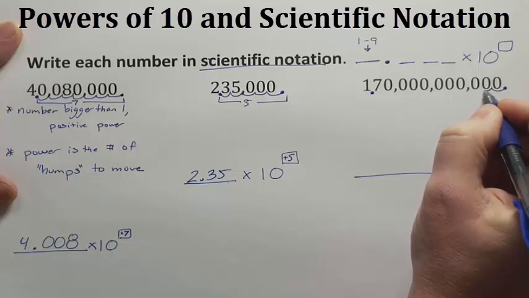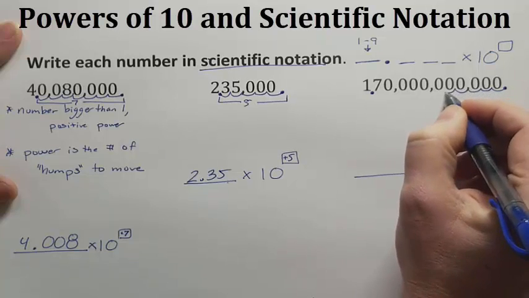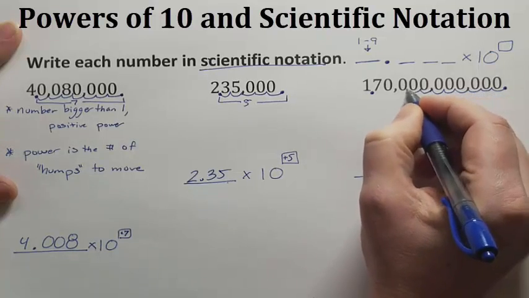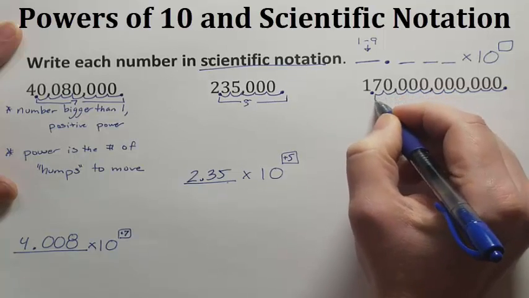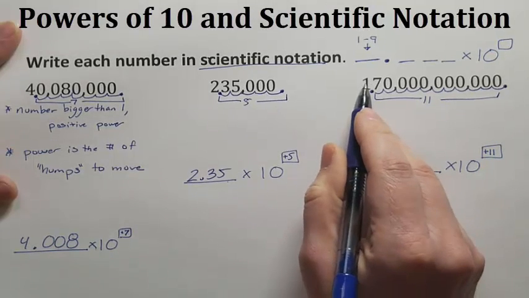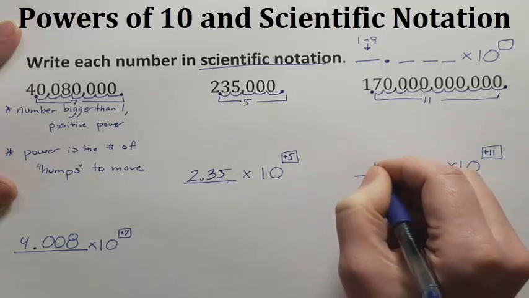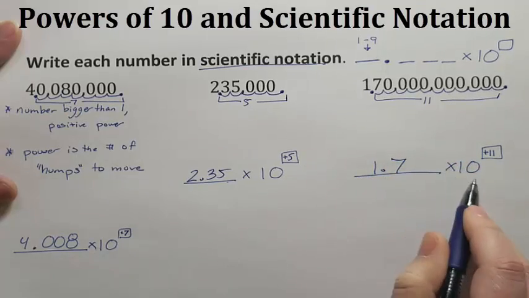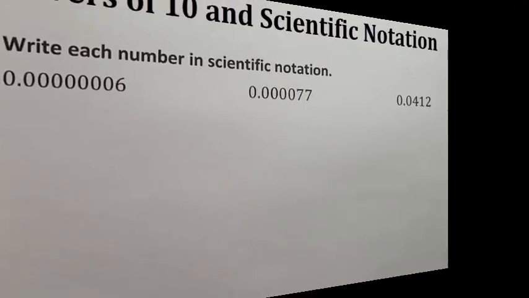I moved it 1, 2, 3, 4, 5, 6, 7, 8, 9, 10, 11. I moved 11 place values, so my exponent is going to be a positive 11. What's my number? It's 1.7. Everything else was zeros. So my number is 1.7 times 10 to the 11th power.